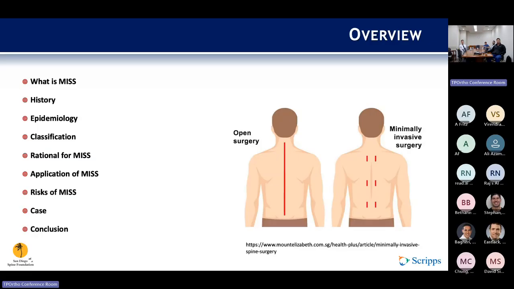A one day overview. So we'll go over what minimally invasive spine surgery is, history, epidemiology, classification, the rationale for minimally invasive surgery, and the application of it, downsides of minimally invasive surgery. We'll go over a case and then conclude.